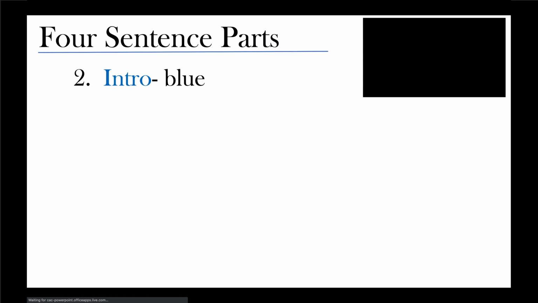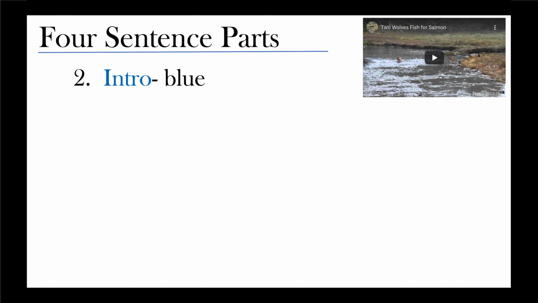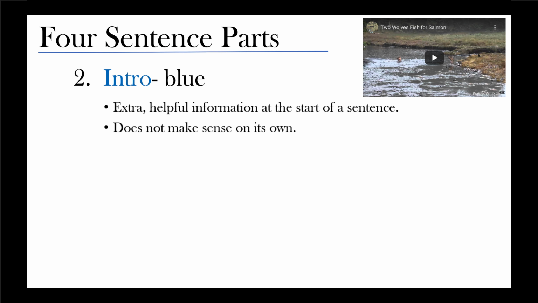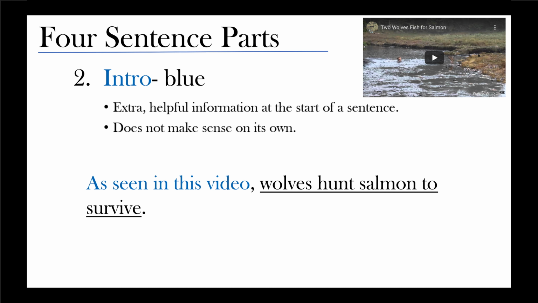Part number 2 is an intro part. Some sentences can have intros, and we're going to color them blue, right? And we're going to use a comma to begin with to separate them. Okay, intro parts have extra helpful information at the start of the sentence, but intro parts do not make sense on their own. The main parts do. Okay, so let's add an intro to our sentence. As seen in this video, wolves hunt salmon to survive. As seen in this video, there's a comma, it's separating it off, and it's creating 2 parts.